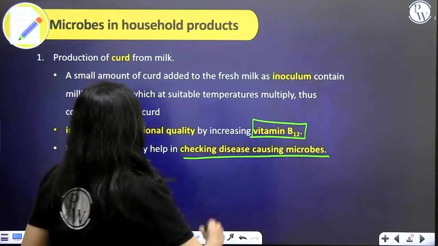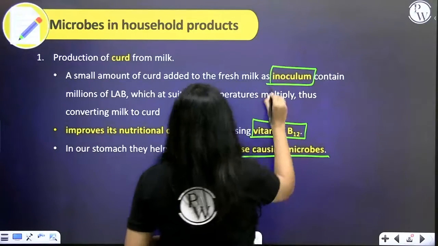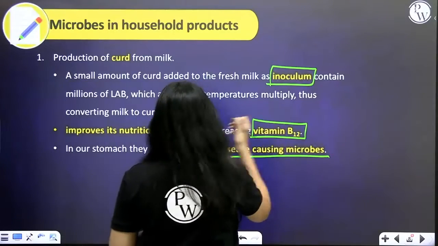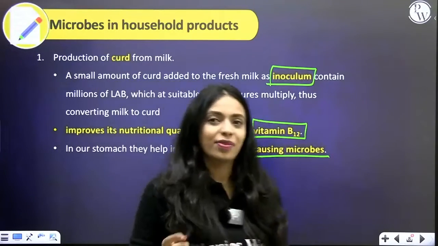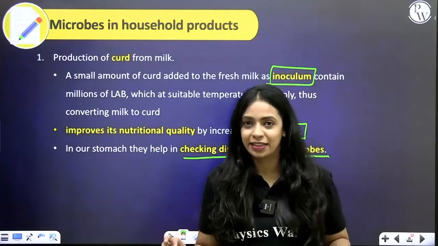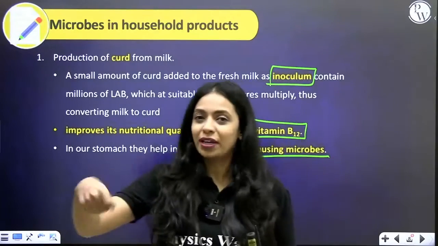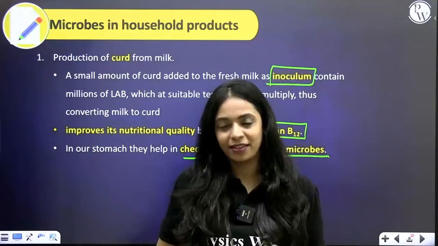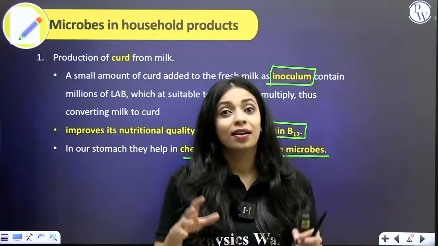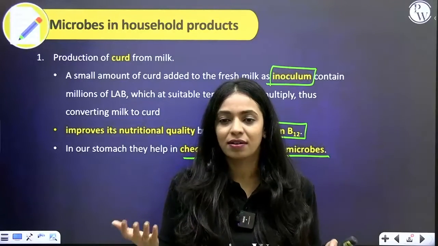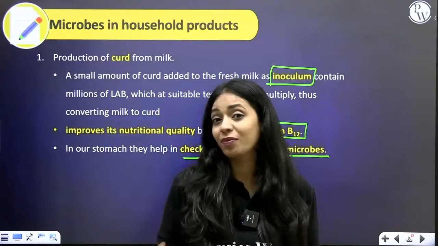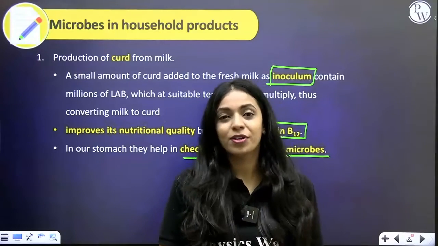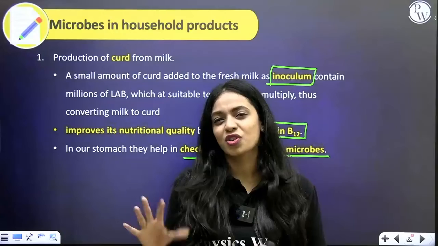Now, a small amount of curd added to fresh milk as inoculum contains millions of lactic acid bacteria, which at suitable temperatures will multiply. In Kannada, we call it heppu. I don't know what it's called in Hindi or in any other language. So you take a little bit of curd and add it to leftover milk, and that will become curd by the next morning or after a couple of hours, given the conditions are conducive and the temperature is optimum. You may have noticed how during winters, curdling takes a longer time as opposed to summers, because these bacteria grow better when the temperature is a little warmer.